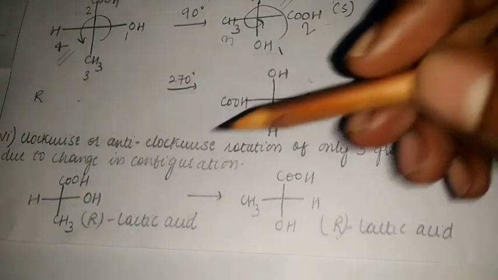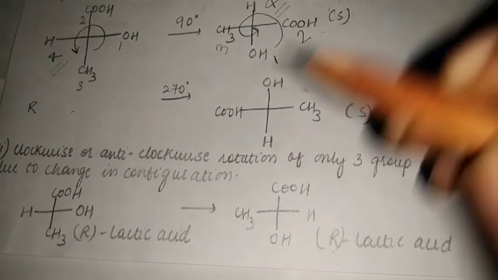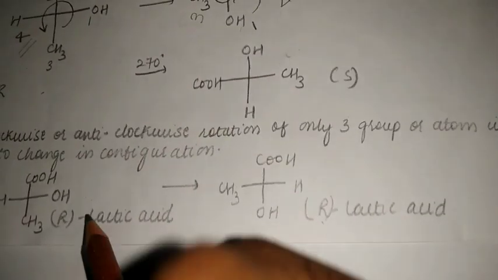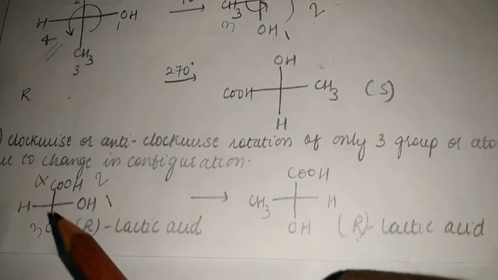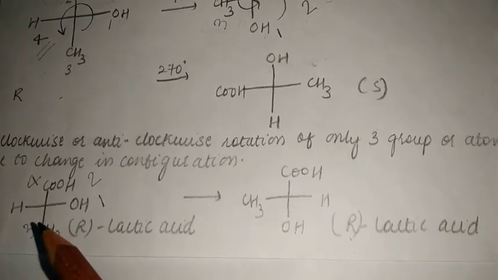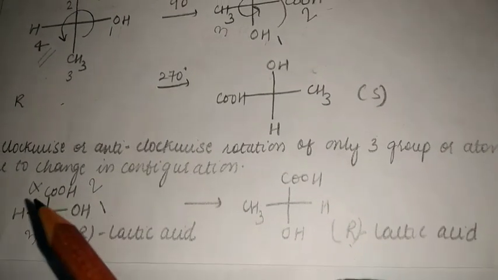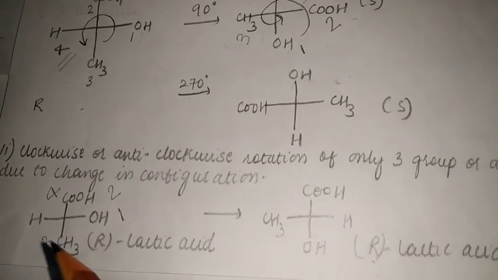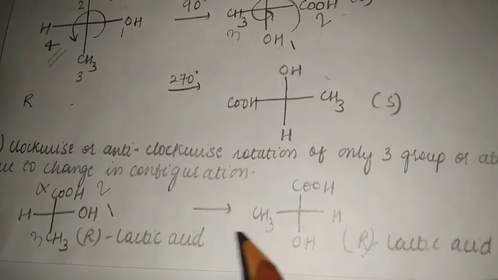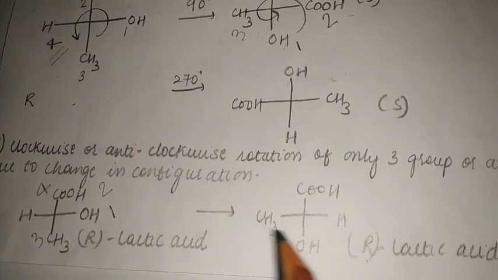Similarly, if we rotate the entire molecule by fixing any one of the groups in one position, either clockwise or anti-clockwise, let us consider this. Let's do the numbering: 1 2 3 4, this will be 4. And if I fix the carboxylic group, let us rotate it in clockwise direction first. When we rotate this, the CH3 will come here, the OH will go downwards, the H will come here.